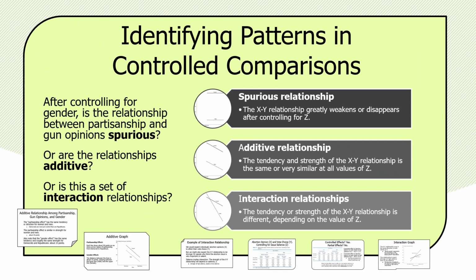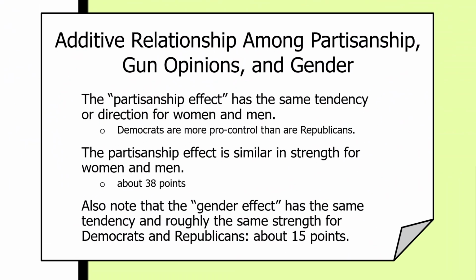Is the strength of the relationship between party identification and gun control opinions about the same across both values of Z? Well, again, the answer here is yes, because we found that the effect of partisanship was about 38 points for women and about 38 points for men. Similarly, we found a gender gap of about 15 points for both Democrats and Republicans. So we know we're dealing here with a set of additive relationships.